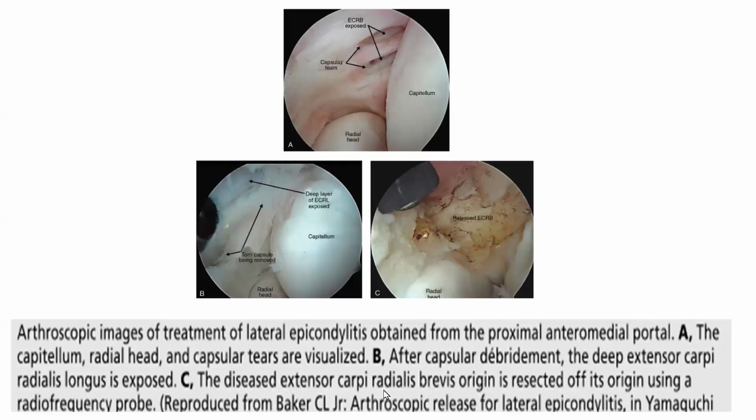And this is the technique used. You can see the extensor carpi radialis longus tendon. You can see a partial tear of the extensor in the capsule. And in C, you see finally a resected or released extensor carpi radialis brevis muscle plus debridement of the tendon. This is when it's done arthroscopically. I don't do it that way.